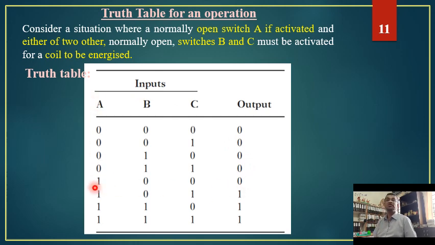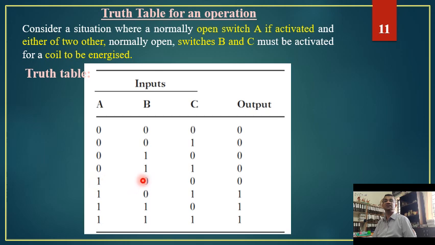Now if coil A is not energized, but the other two coils, B and C, are energized, then also there is no output. So for energizing the output coil, the basic or preliminary condition is that A must be energized. If A is not energized, the output is not energized. So then the possibilities are these four where A is energized.